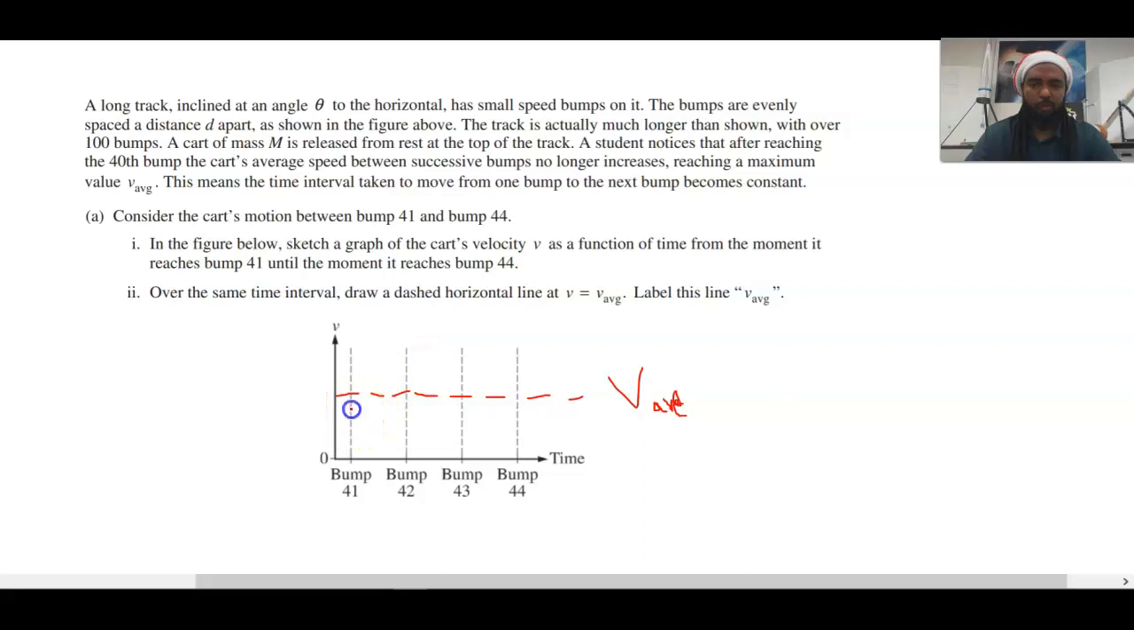So from bump 41 to 42, I'd say it should look something like this. And then if we have the same average velocity for this section, then it should be repeated. So that's what the velocity will more or less look like. In between here, what happens? Well, it suddenly drops because it hits the hump. And so it doesn't stop moving, it just suddenly drops. So that should be slightly slanted.